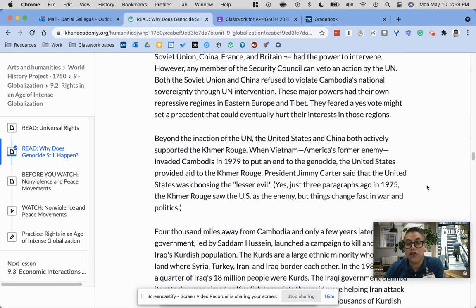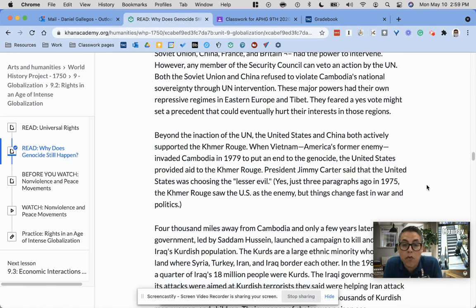Beyond the inaction of the UN, the US and China both actively supported the Khmer Rouge. When Vietnam, America's former enemy, invaded Cambodia in 1979 to put an end to that genocide, the US actually aided the Khmer Rouge, that military government. The United States actually gave them weapons and money. President Jimmy Carter said that the United States was choosing the lesser evil.